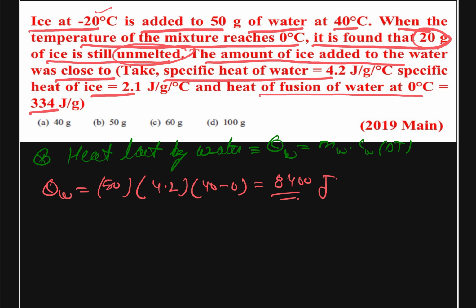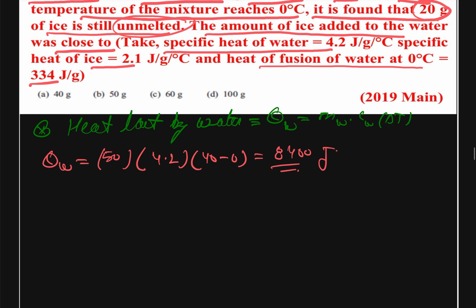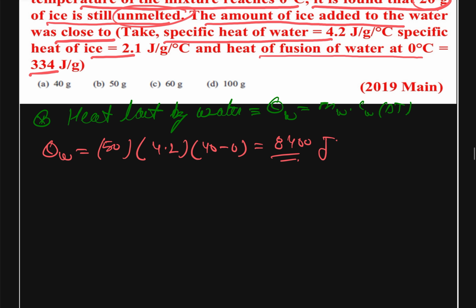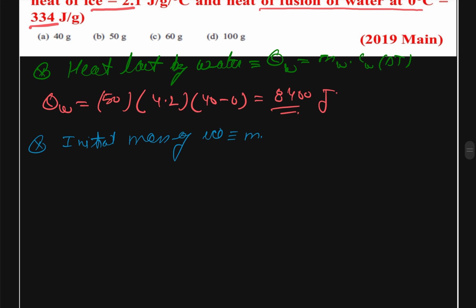And it says that ice is still unmelted, only 20 gram is still unmelted. Okay. So let us say the initial mass of ice is m, therefore we can say that melted ice will be equal to m minus 20.